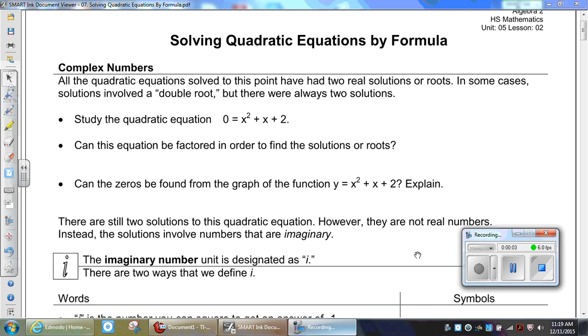This video will cover the lesson solving quadratic equations by formula. For this lesson, you need to have a handout, a highlighter, and a pencil.